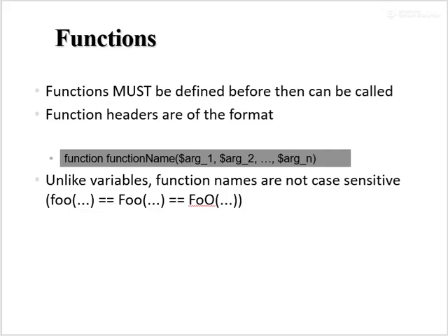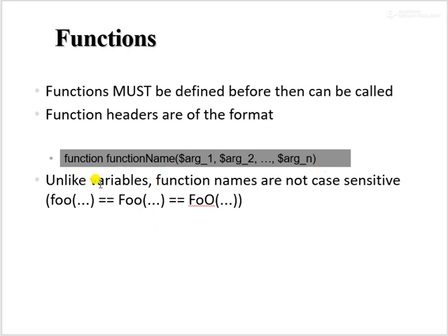In PHP we can also use functions. Functions need to be defined before they can be called. So how do we define a function? The function header format is: we use the keyword function, the name of the function, and inside the parentheses we provide the input arguments or parameters.